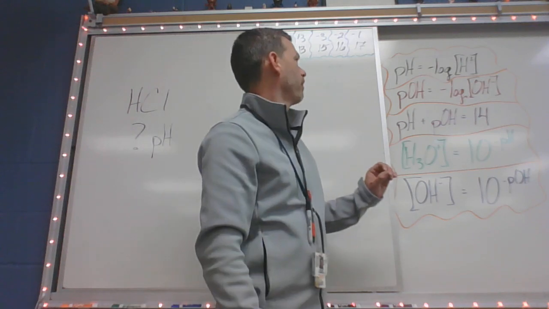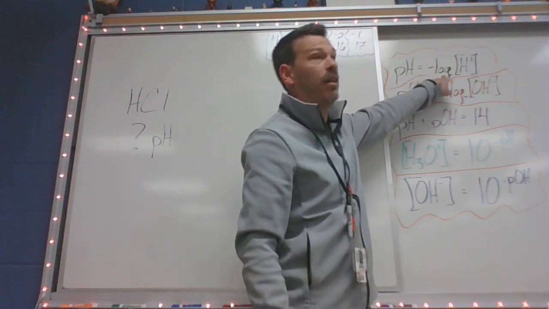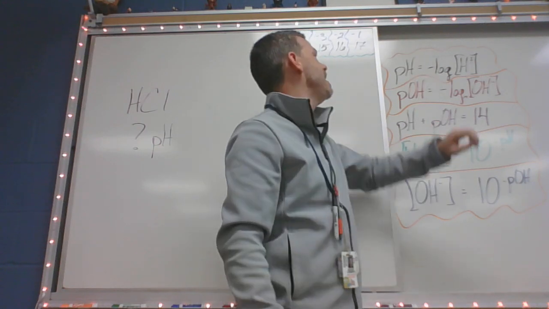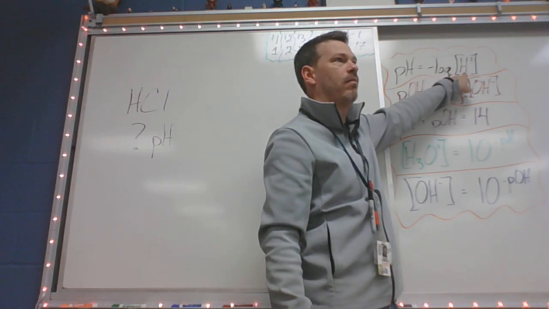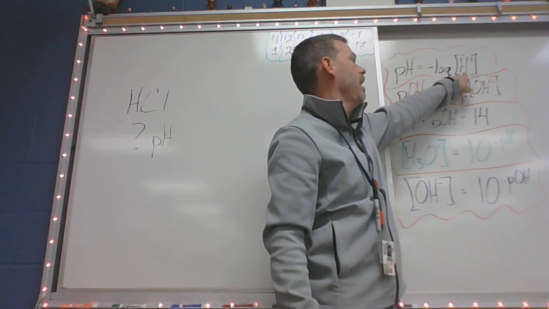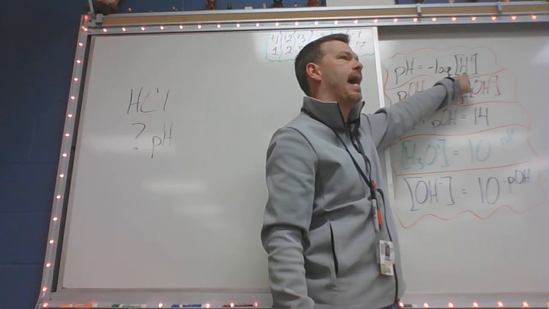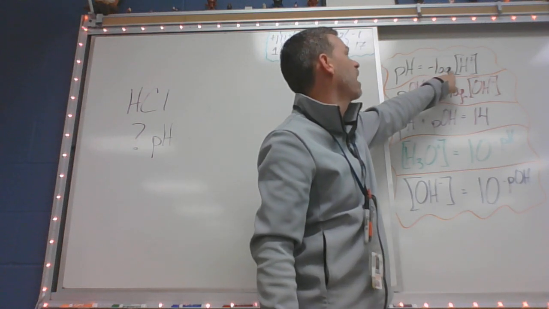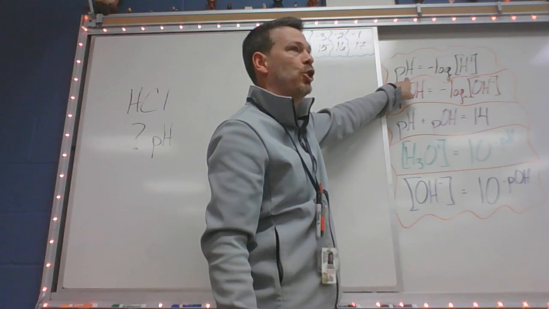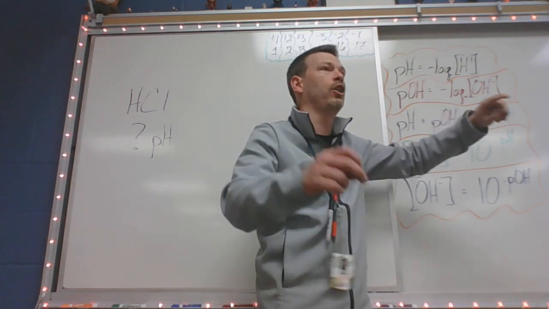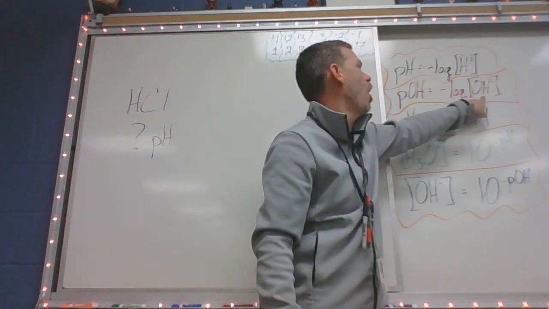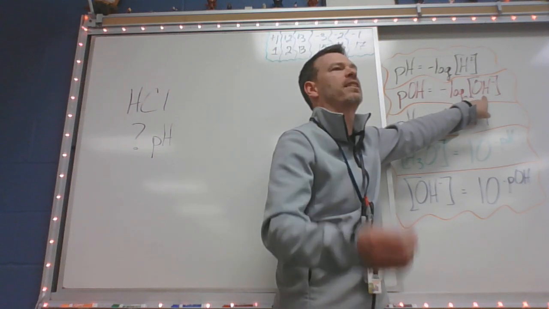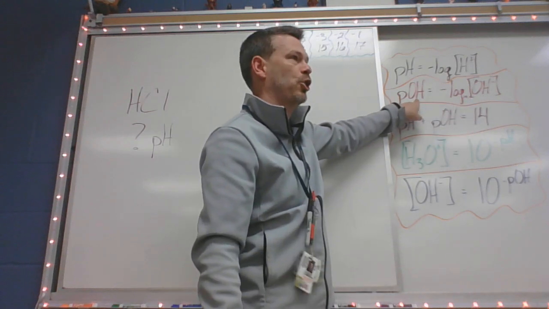Anyway, back up here. If you take the negative log, not the minus log, the negative is at the very bottom of the calculator. If you take the negative log of a molarity, look what I'm pointing at. Am I pointing at an acidic substance or a basic substance? Acidic. If you take the negative log of an acid, it'll give you pH. If you take the negative log of OH minus, acid or base? Base. If you take the negative log of a basic concentration, it'll give you pOH.